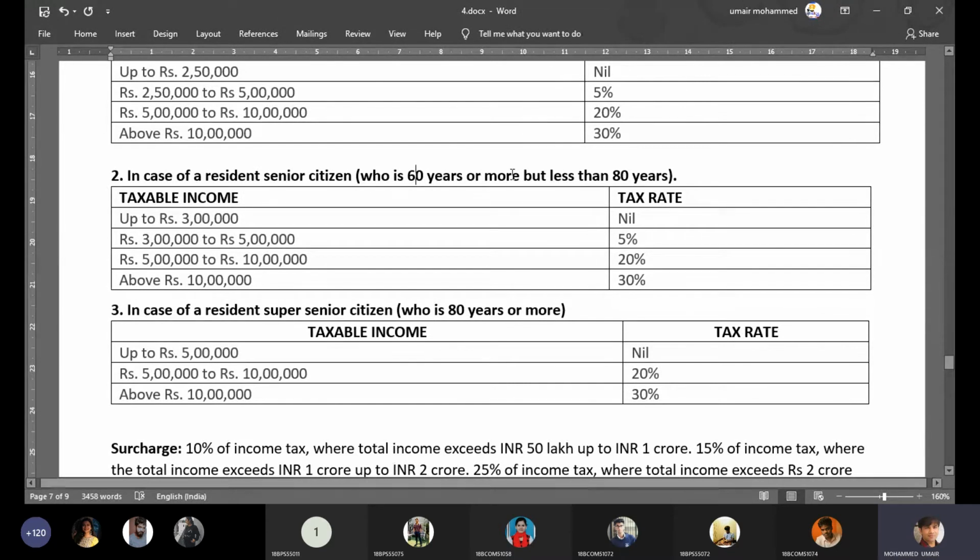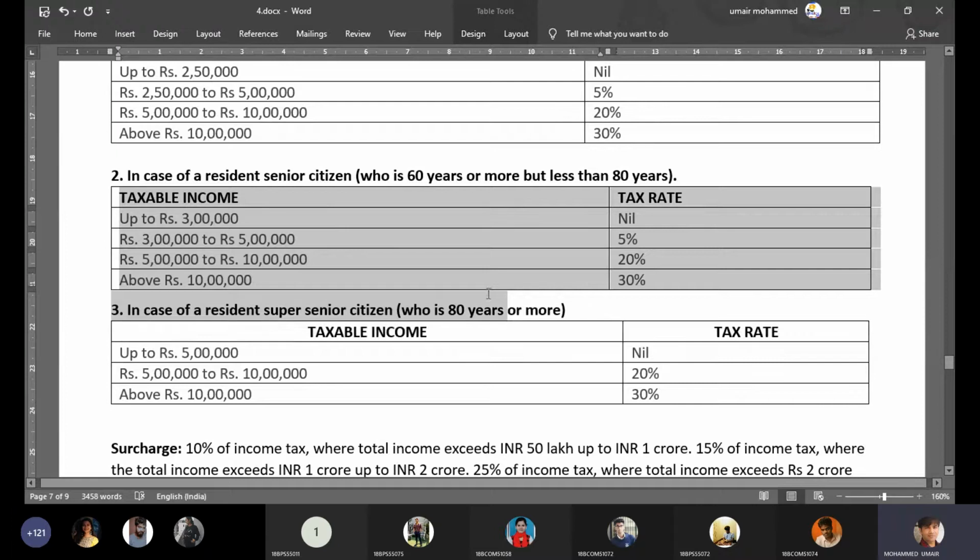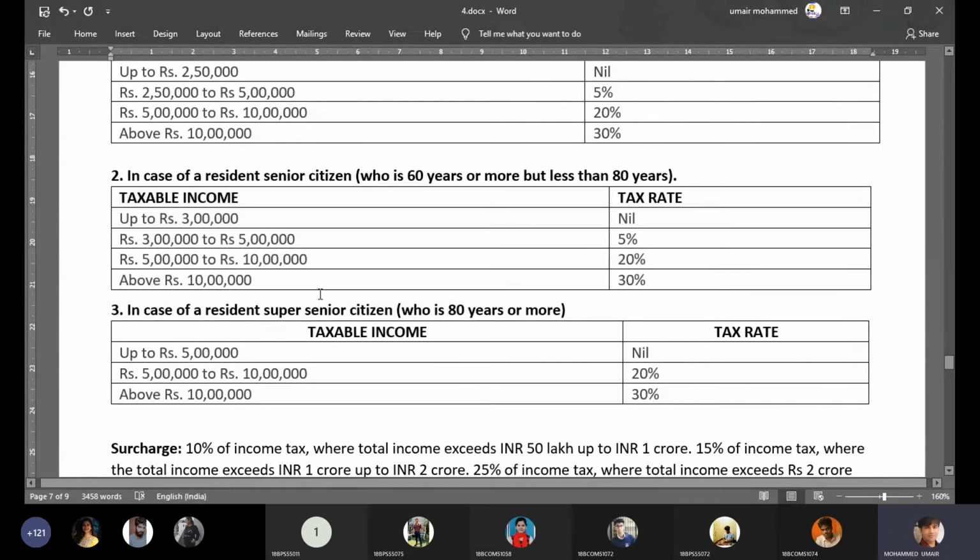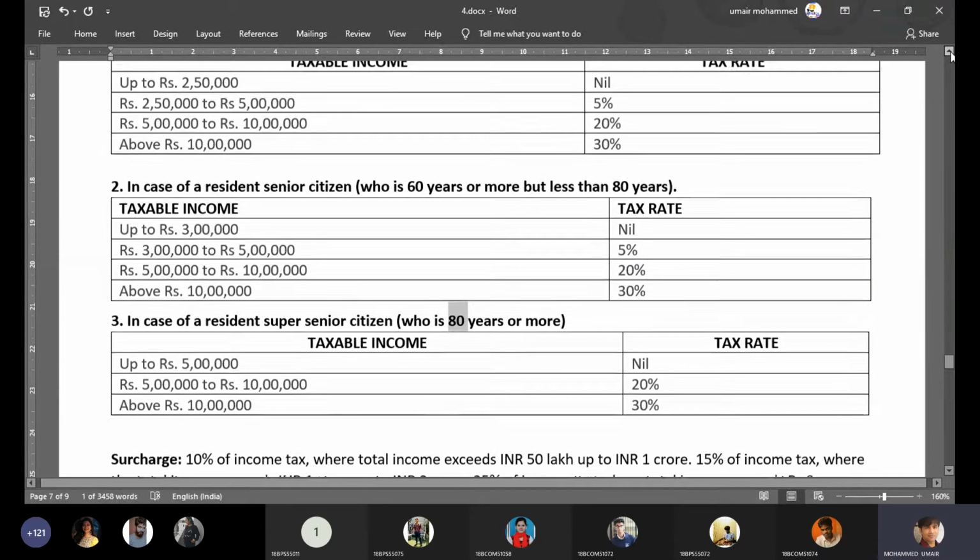So 60 years and above, but less than 80 years. So 80 is not included. It should be less than 80. So for senior citizens, this is the tax level. And we also have a third category, which is called super senior citizen. And super senior citizen is somebody who's 80 years and above. So this is the tax rate for senior citizen.